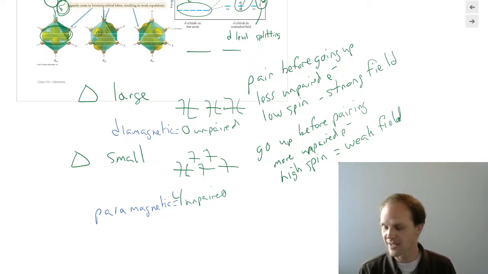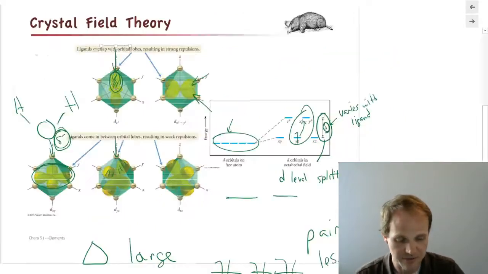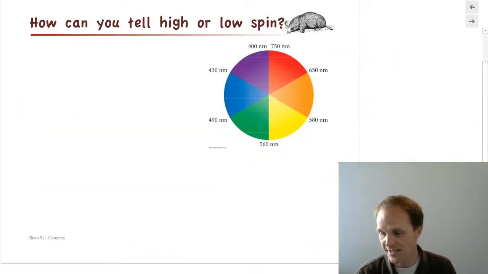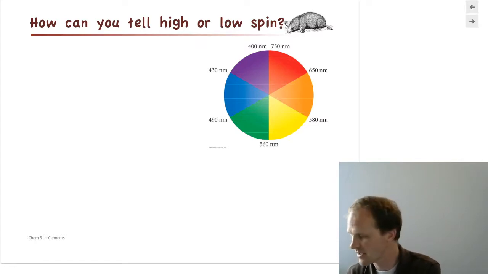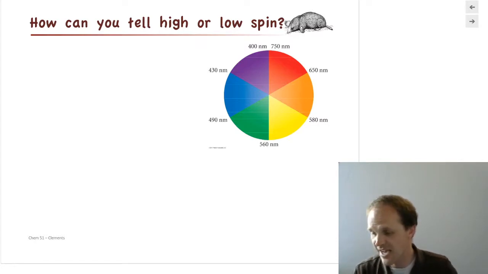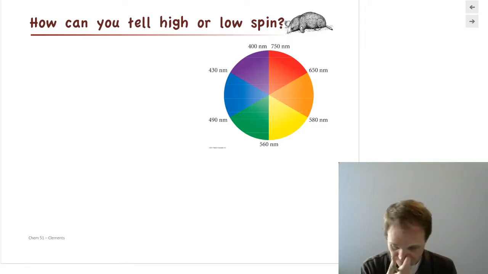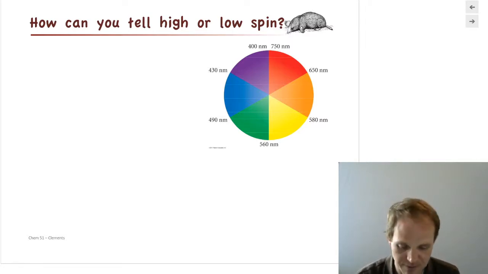The next thing we have to figure out is how do we know whether we're going to have a high spin or a low spin complex, whether we're going to have a strong field or a weak field. And it turns out people have just studied this quite a lot and said, hey, here's what we're going to do. How do we tell if it's a high spin or a low spin complex? You're going to use something called the spectrochemical series.